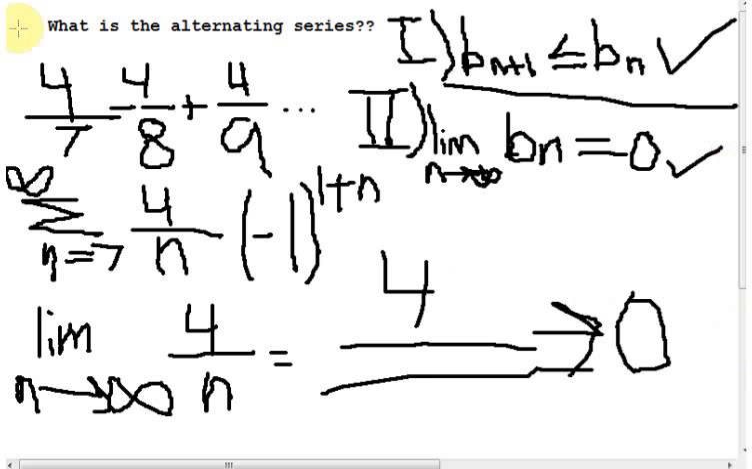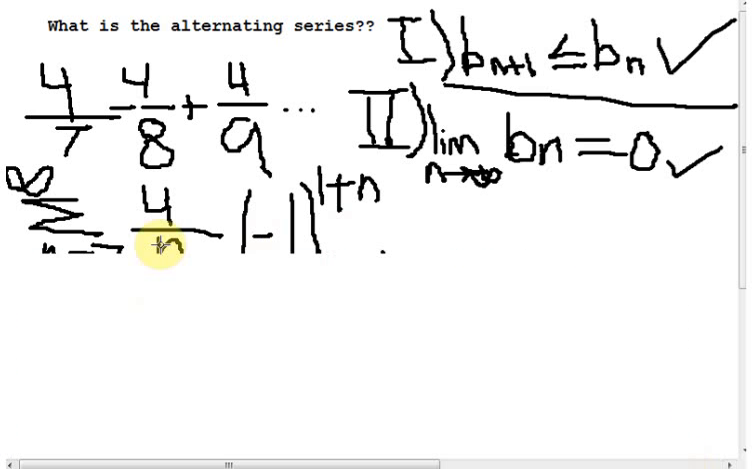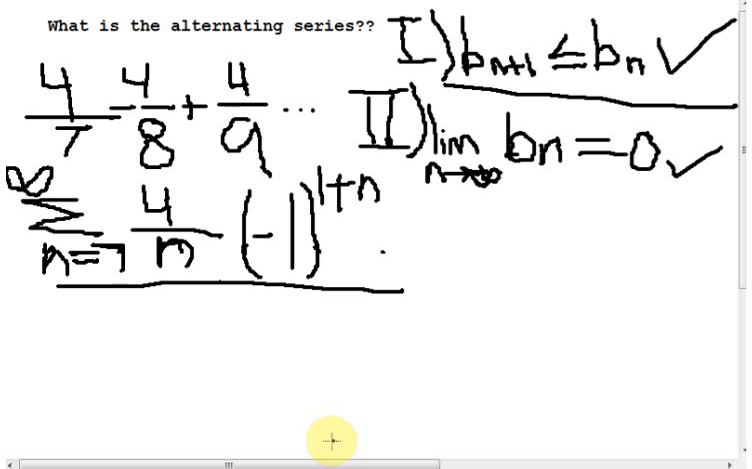So this sequence here is convergent. Both of these conditions are met, and this does go to a finite number, so it's convergent.